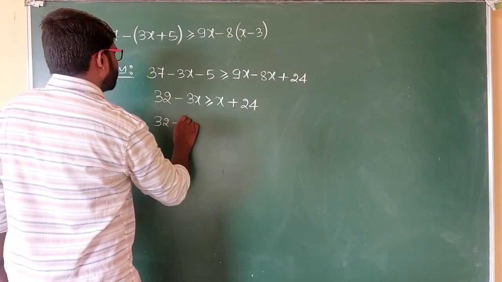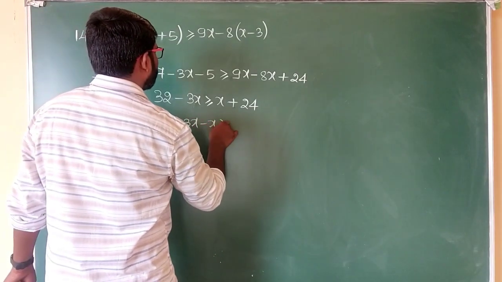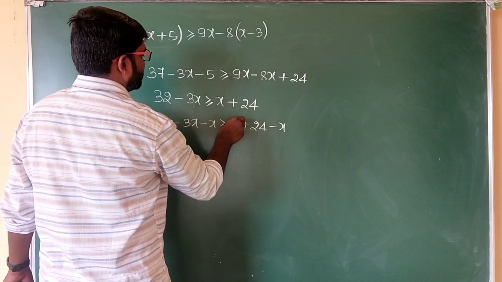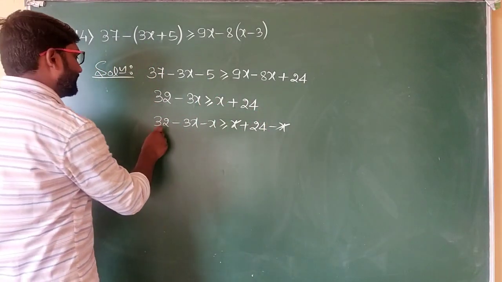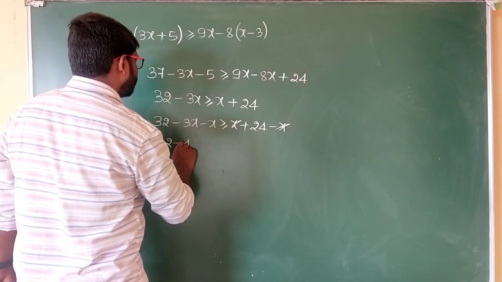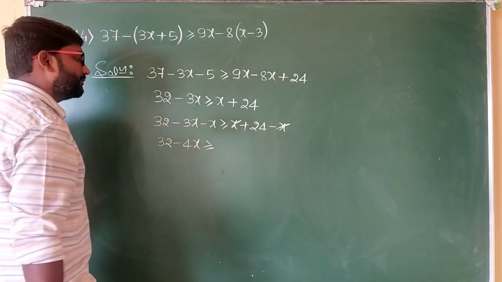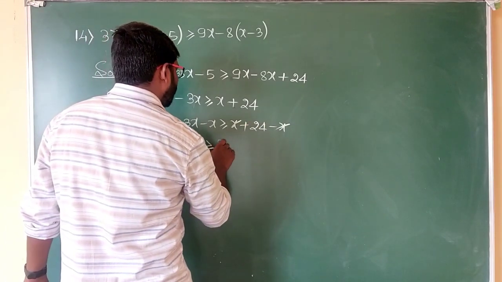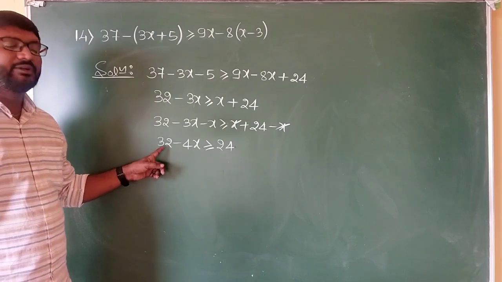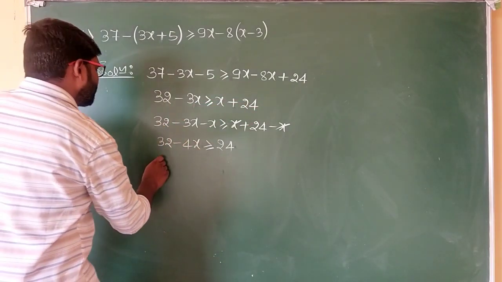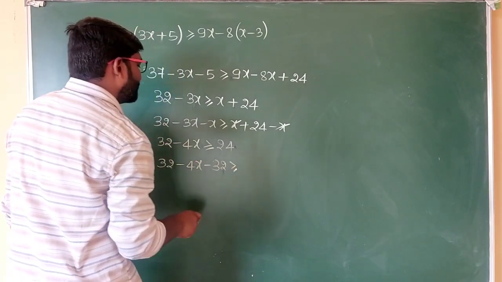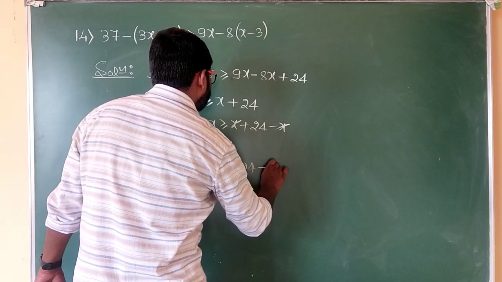32 minus 3x, then minus x greater than or equal to x plus 24 minus x. So now here plus x minus x get cancelled. 32 writing it as it is, then minus 3x minus x will be minus 4x, then greater than or equal to, so here we have 24, then now we have to eliminate 32. Let us subtract 32 both the sides. 32 minus 4x minus 32, so greater than or equal to 24 minus 32.